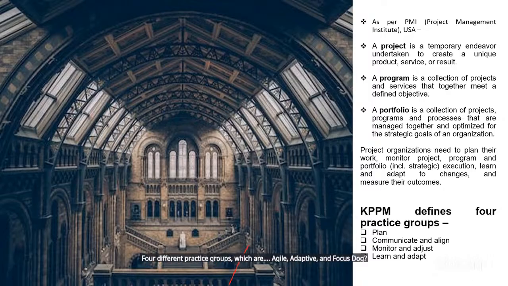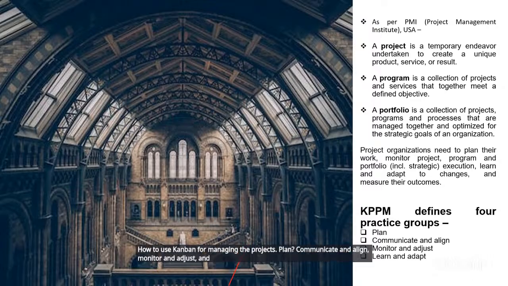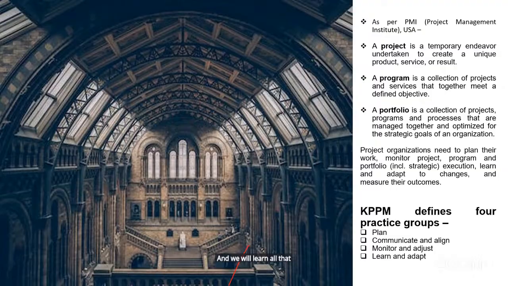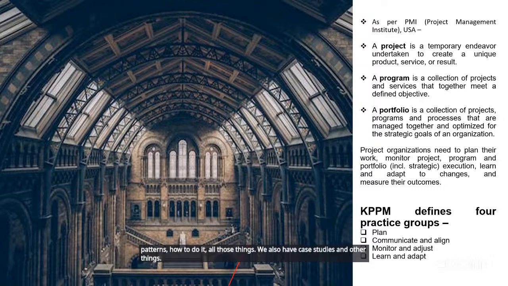how to use Kanban for managing the projects. Plan, communicate and align, monitor and adjust, and learn and adapt. So under these groups, we have a lot of practices, and we will learn all that in our course, where we see what are the planning practices, how to do it, all those things. We'll also have case studies and other things where you will all be actually doing it, making your hands dirty and learning how to implement this in your project, so that when you get back to your company, you are more confident, you can easily implement KPPM for your project.